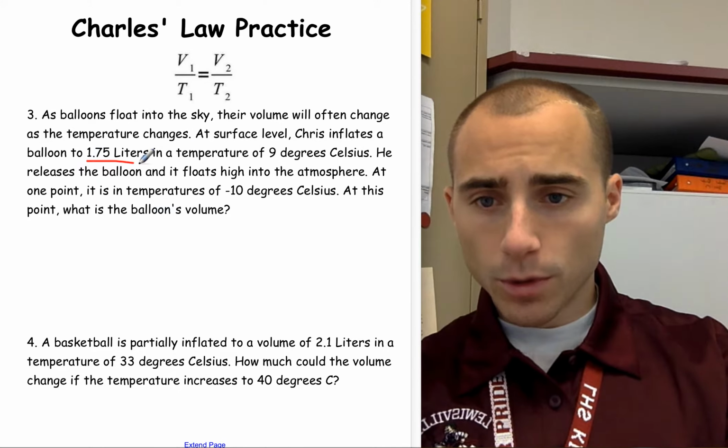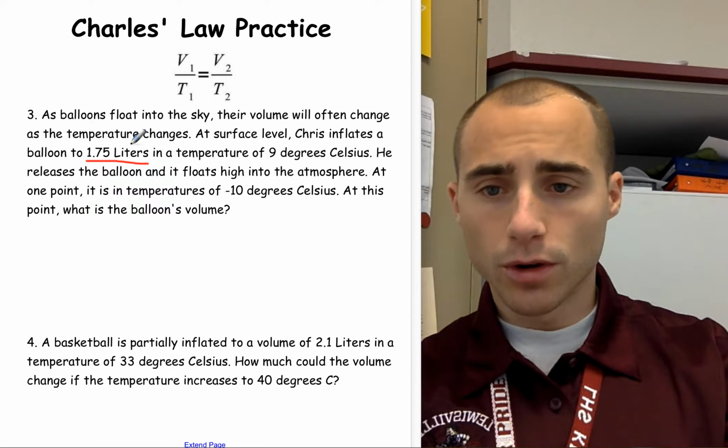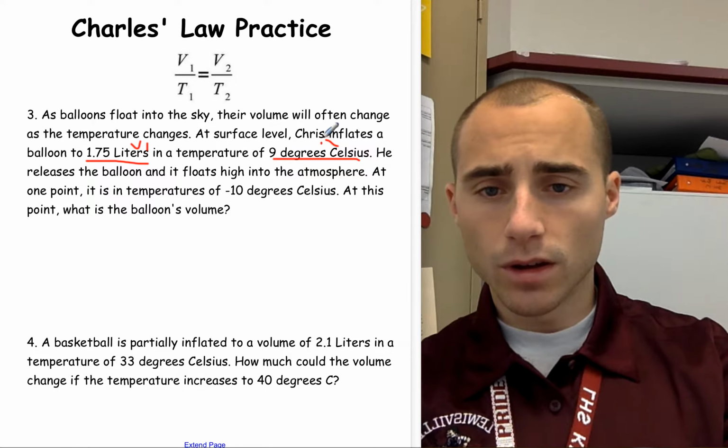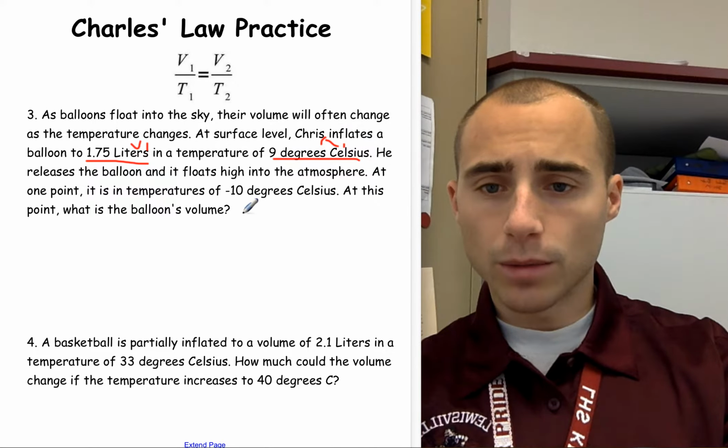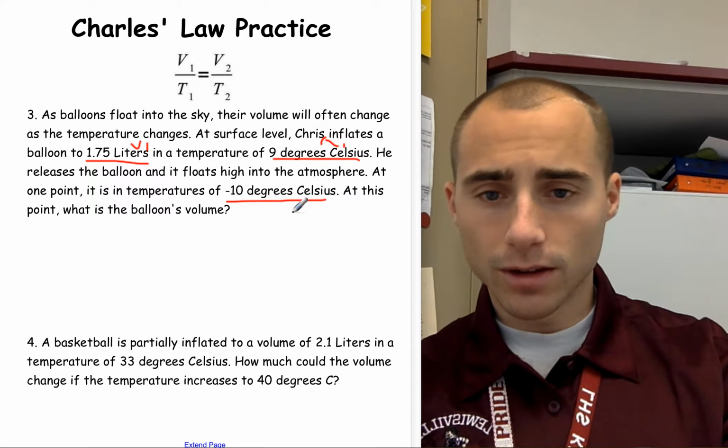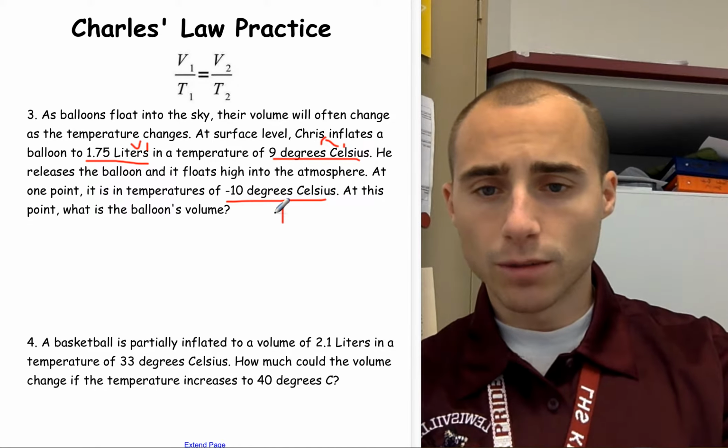So 1.75 liters should have been your V1. 9 degrees Celsius should have been your T1. Releases the balloon. At that point, the temperature of negative 10 degrees Celsius should be your T2. At this point, what is the balloon's volume?